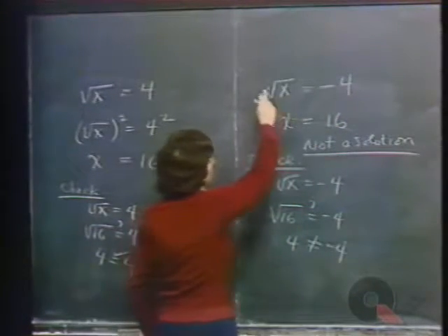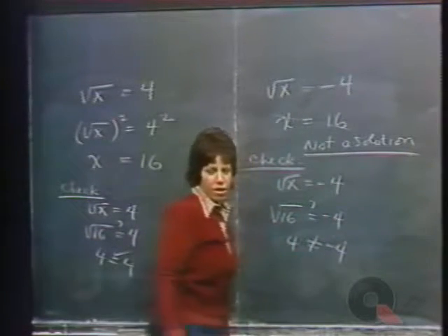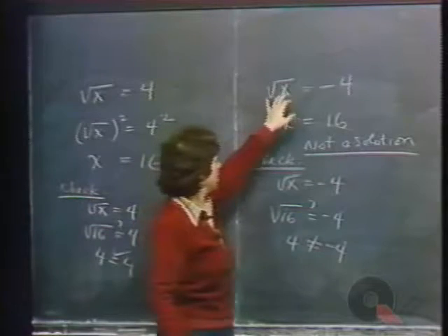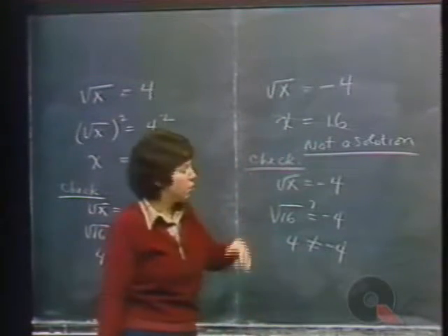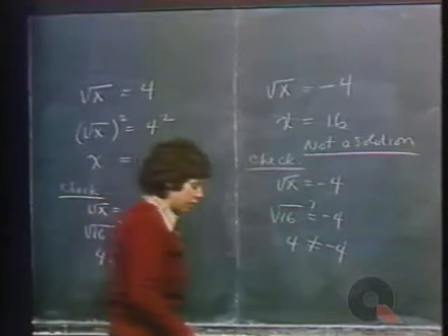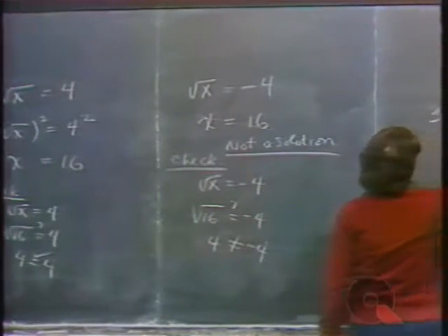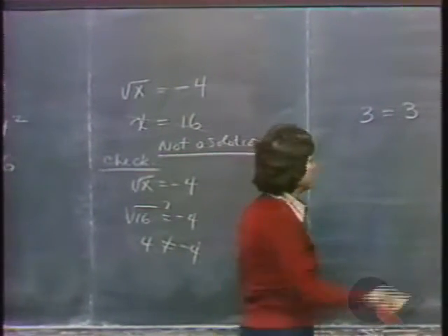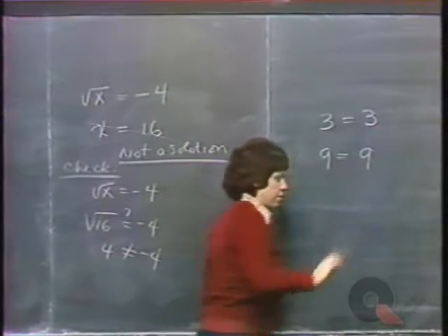How can the positive square root of x be negative 4? Regardless of what x is, a positive square root is not going to be equal to a negative number. The problem is that when you square both sides of an equation, you don't necessarily get an equivalent equation. If you start with a true statement like 3 equals 3, and you square both sides, you get, of course, 9 equals 9, which is also a true statement.